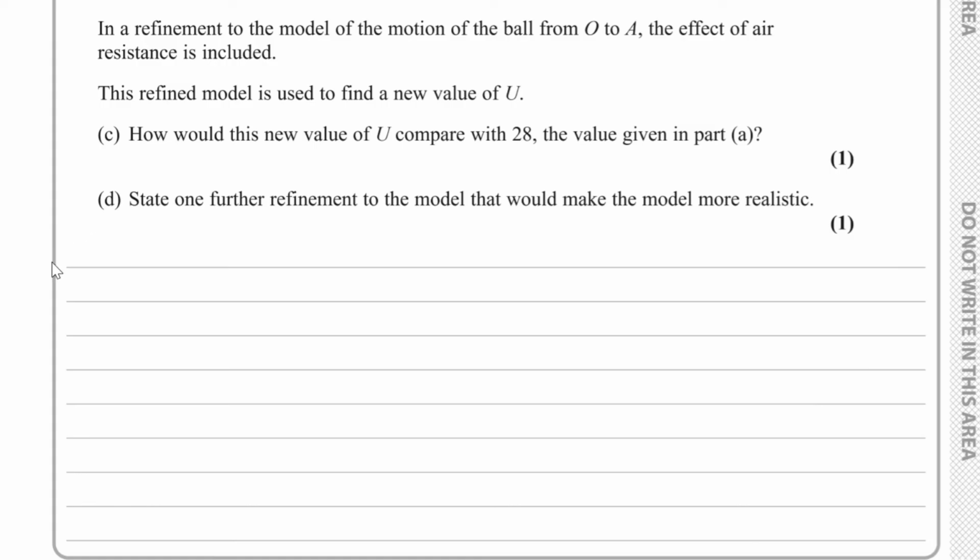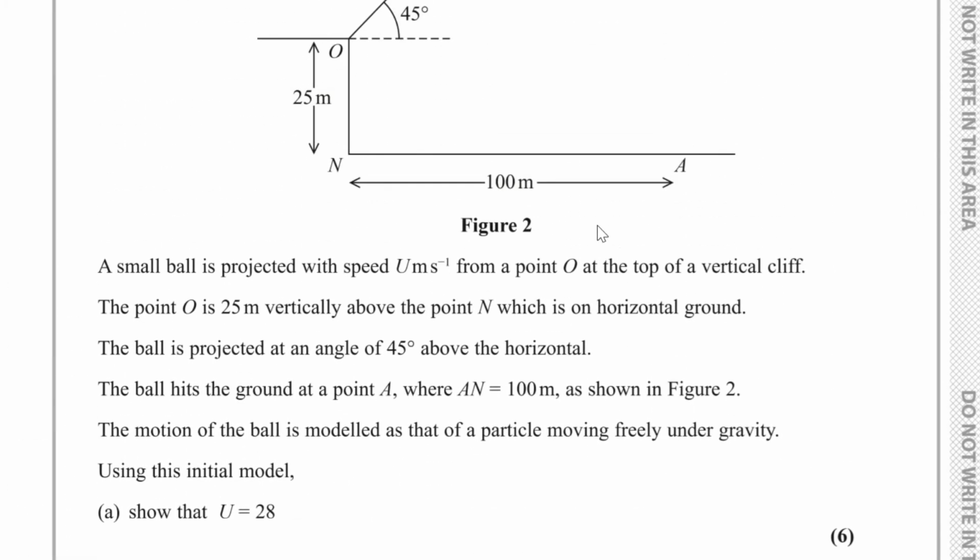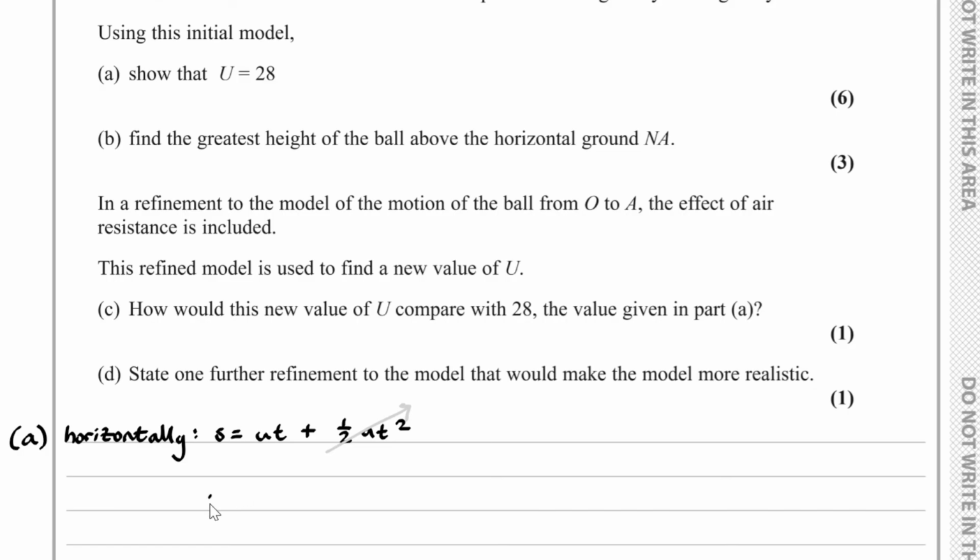Okay, so part A, if we resolve horizontally, we have S equals ut plus 1/2 at squared, and of course with horizontal motion there is no gravity. So horizontally, the distance S, that would be 100 meters, and this is equal to u.